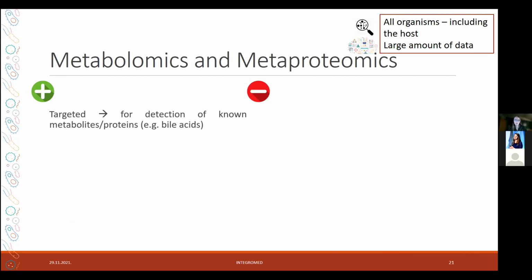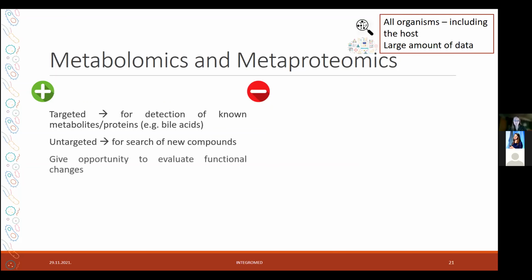And in the end, about metabolomics and metaproteomics, you can use a targeted method for detection of known metabolites or proteins like bile acids, some amino acids, and so on. And you can use untargeted methods for search of new compounds. It gives opportunity to evaluate also functional changes. So next level after the transcriptional changes. However, most often it cannot be connected to specific microorganisms. So we see increase in some metabolite, but we cannot say which bacteria or other microorganism is producing it.